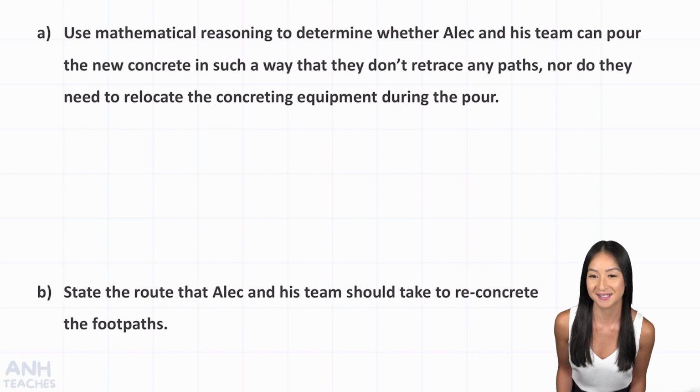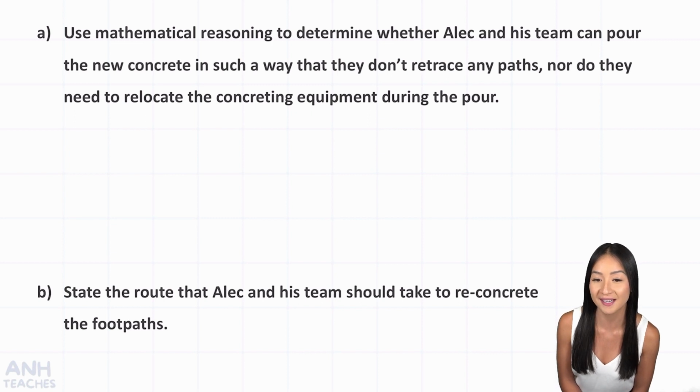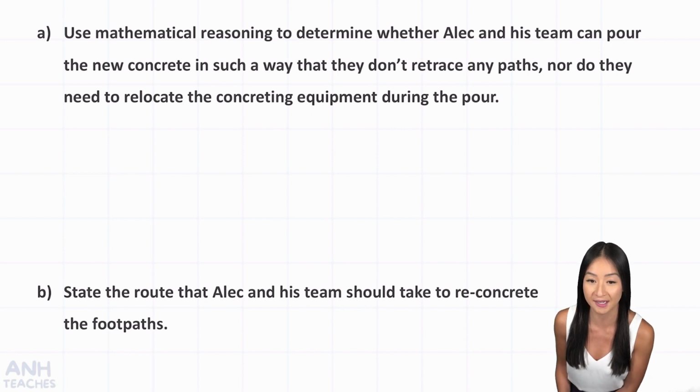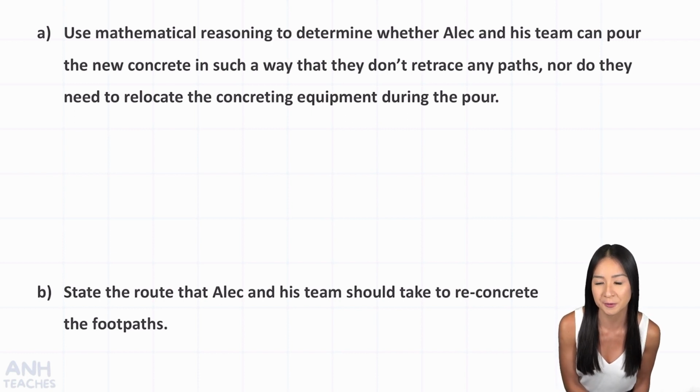Part A asks us to use mathematical reasoning to determine whether Alec and his team can pour the new concrete in such a way that they don't retrace any paths, nor do they need to relocate the concreting equipment during the pour. So this is the type of word problem that may come up that's insinuating an Eulerian trail.